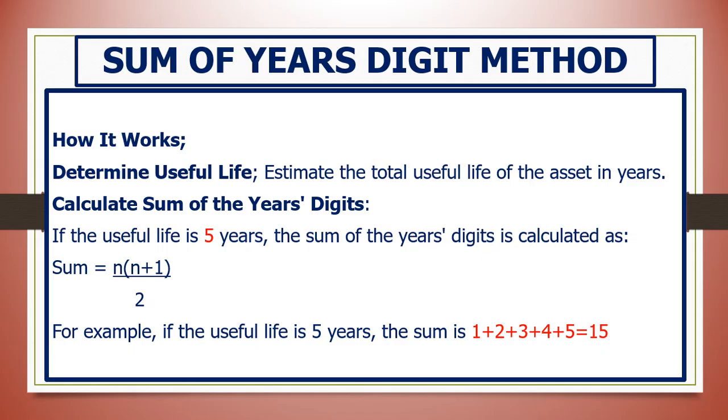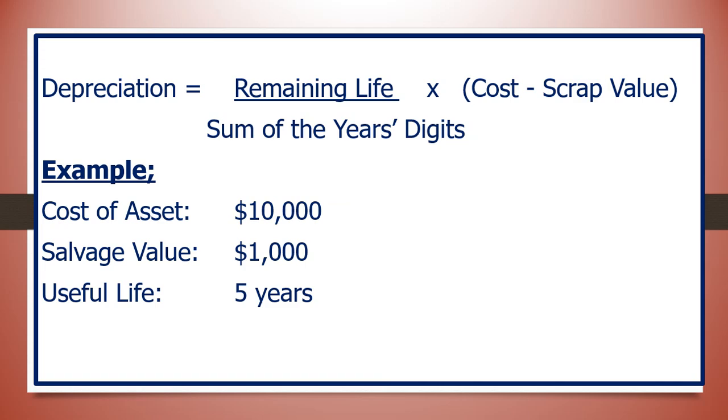So in year 1, if you want to compute depreciation, we will get 5 divided by 15 times the cost of the asset minus scrap if it is there. If the scrap value is not given, you assume it is 0. You simply multiply by the cost of the asset. But if it is given, you consider it.